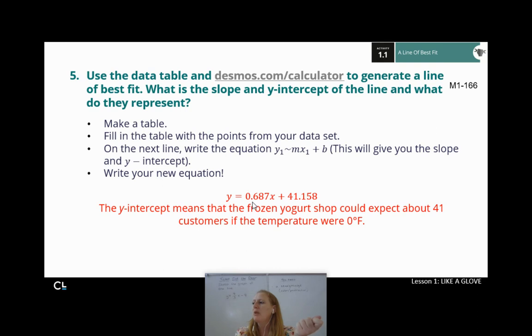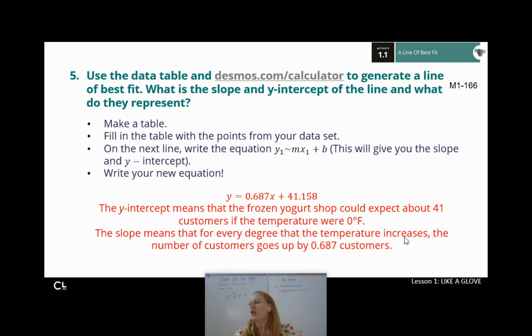This is my slope. So this means for every degree I go up in temperature, I'm going to get 0.687 more customers. We do usually round our customers to the nearest whole number, though, because you either have a customer or you don't have a customer. You don't usually have people walking in your door, because that's creepy.